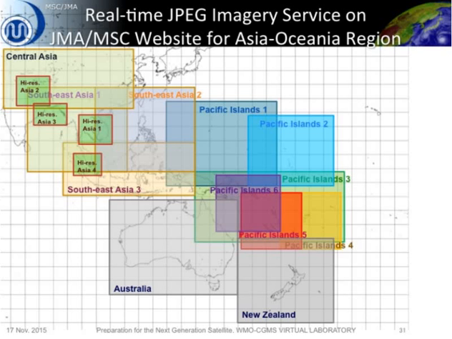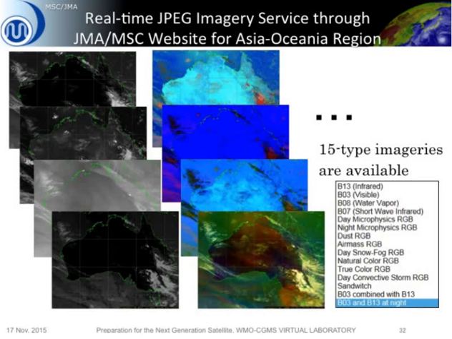Images for 19 regions are available actually. For several Asia regions, high-resolution images are provided with reduced area. These areas, and we are planning to add other high-resolution areas. And this service offers not only normal observation imagery, but also various RGB composite imagery, and a total of 15 types of imagery are available on the site. 15 types of observation.